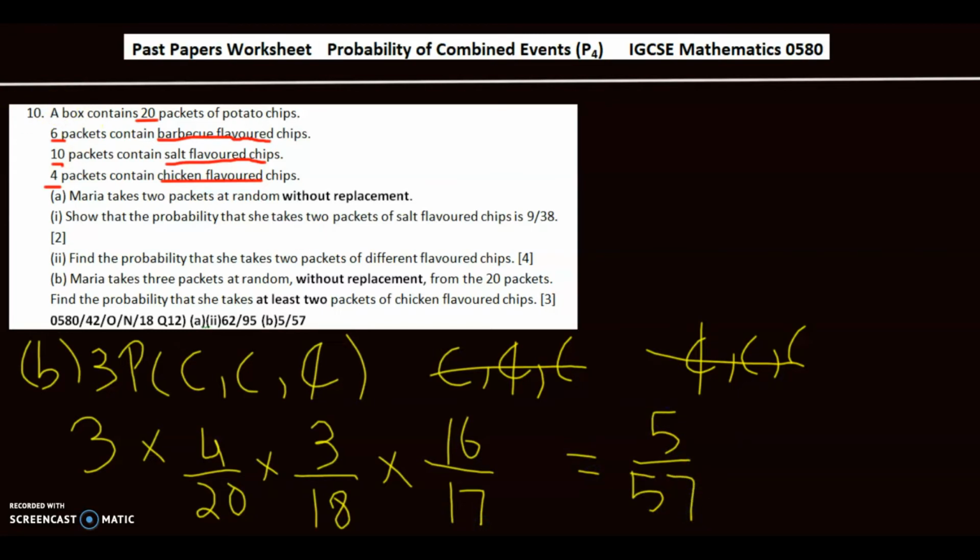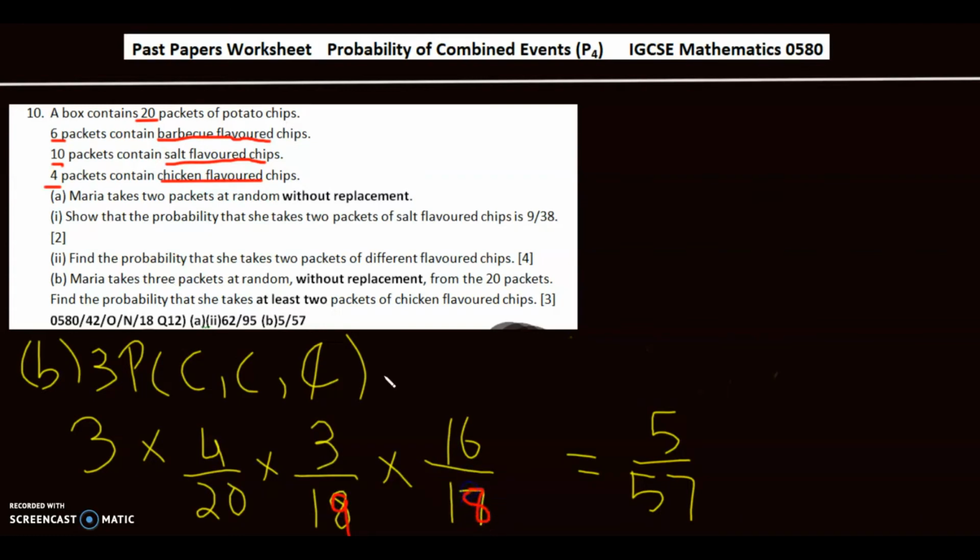Oh, I made a huge blunder in this question. Actually, two huge blunders. The first of them is that why did I write 18 here? This was 19. 20 minus 1 is 19. So this is 19 and this is 18. So that's the first mistake.